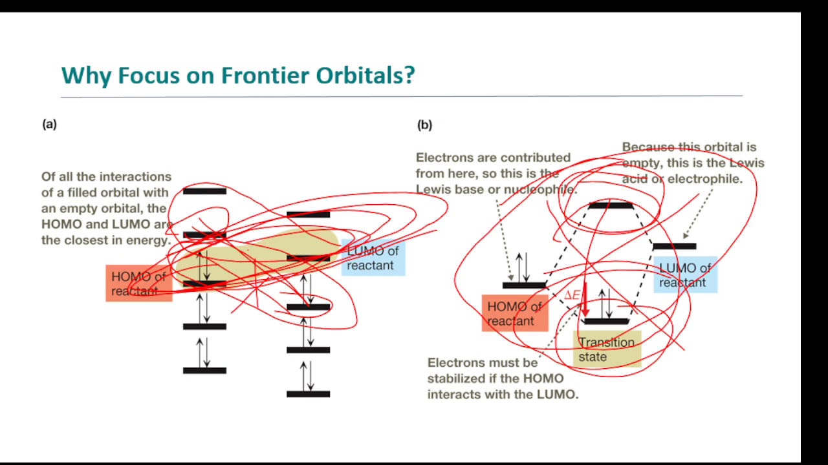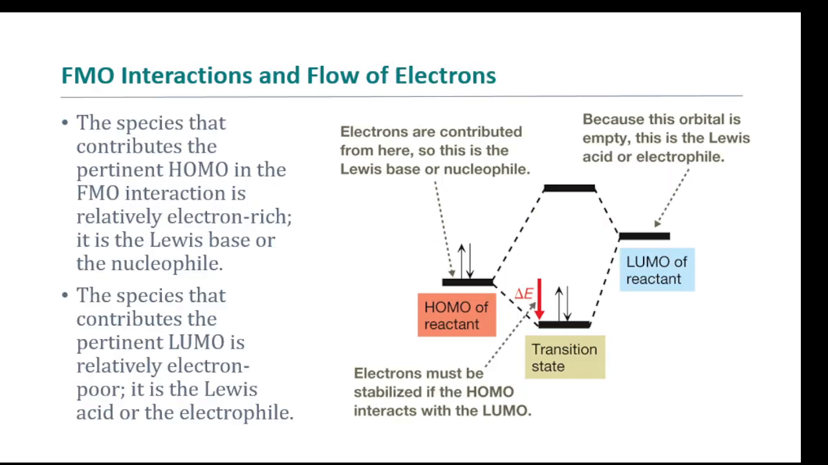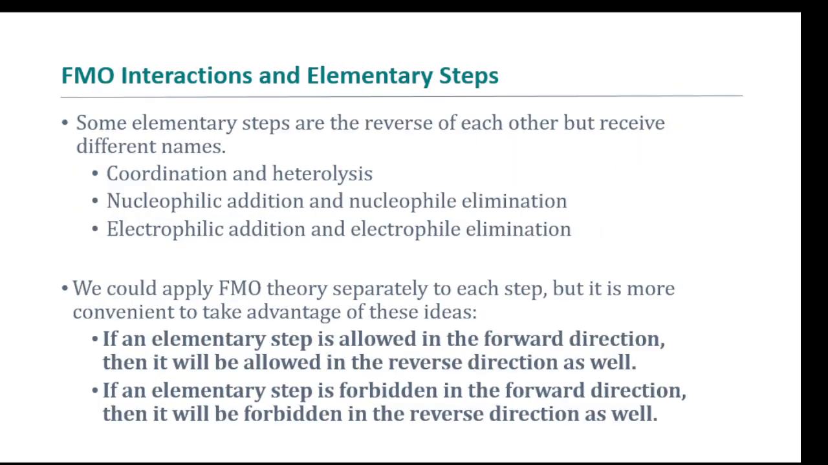Okay? And that always has to be true: if you're electron rich and you have a poor electronegativity to hold on to those, right? Then you're going to donate the electrons very easily, aren't you? And that means you're going to have a fairly high energy state that you can donate those electrons from. Okay. Now, some elementary steps are going to be the reverse of each other, but they're going to receive different names. So when we look at these FMO interactions, right? Everybody okay with FMO? Frontier molecular orbital interactions.